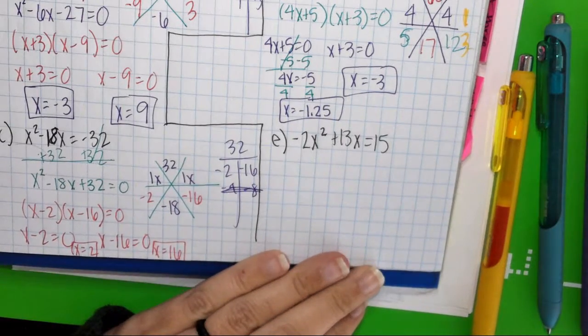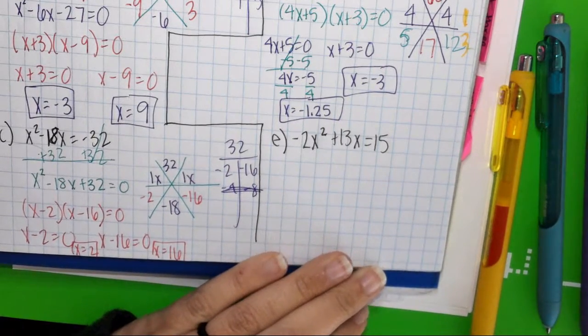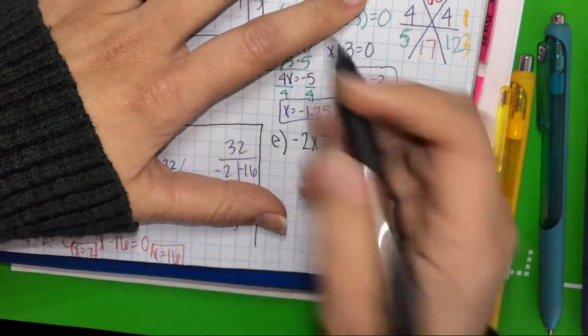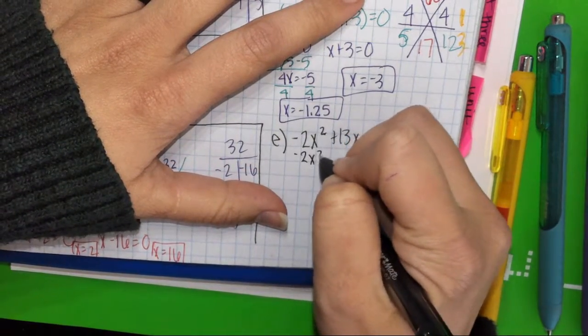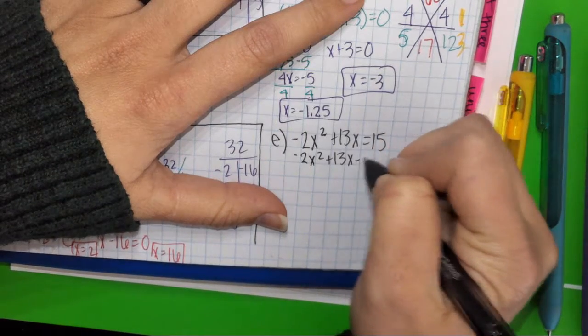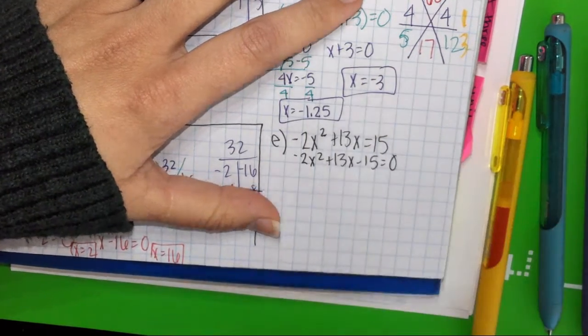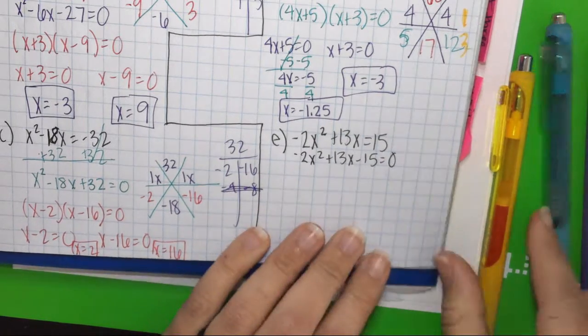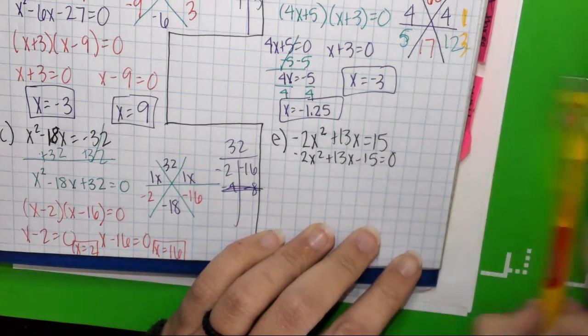All right. What do I need to do first? Negative 2 times 3. Menos 15. Menos 15. And that gives me negative 2x squared plus 13x minus 15 equals 0. Oh, you do star method. And yes, and then I do the star method.